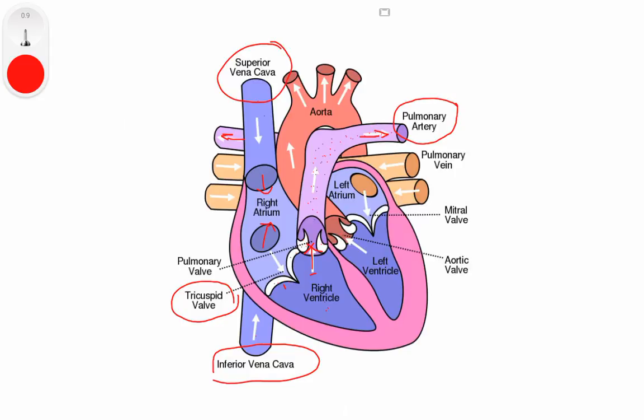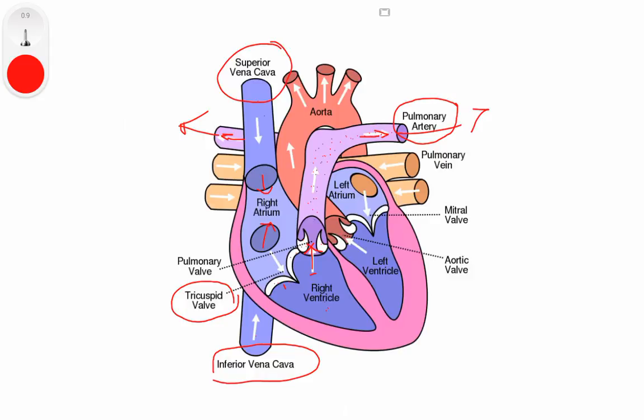This is the left and the right pulmonary artery. This one goes to the right lung, and this one goes to the left lung. When the blood gets to the lungs, it delivers carbon dioxide there. There is gaseous exchange.